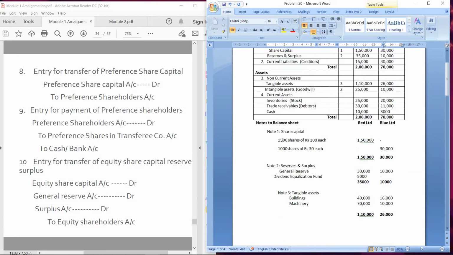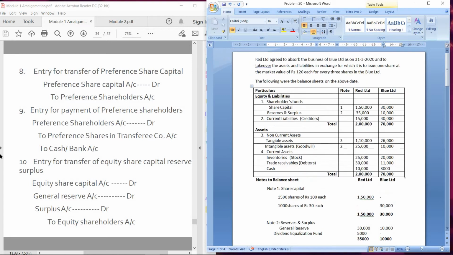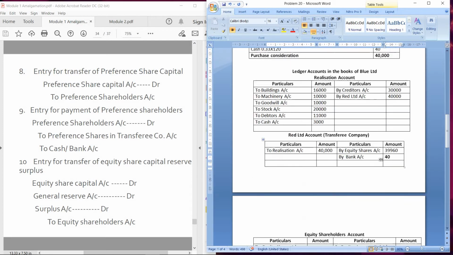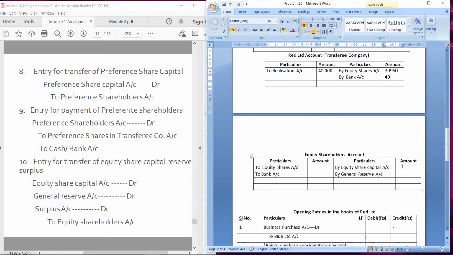10th entry is for transfer of equity share capital. So we have to pass this entry. Equity share capital account debit, general reserve account debit, surplus account debit to equity shareholders account. So what is the equity share capital of Blue Limited? It is 30,000. So that we have to consider here in shareholders account. By equity share capital account, that is 30,000.